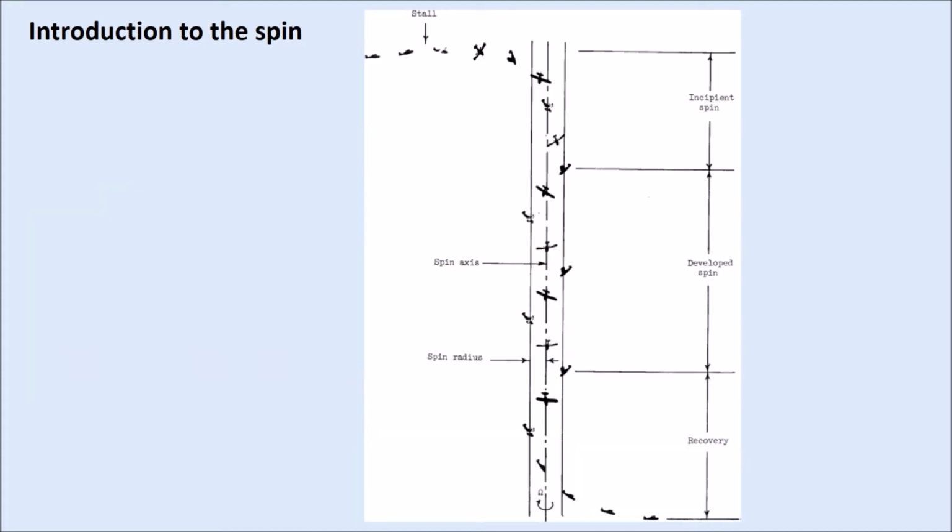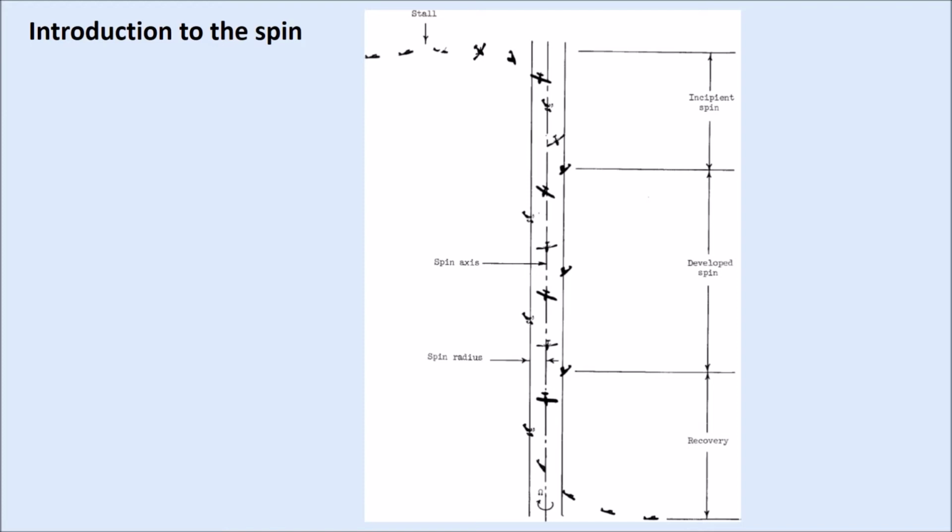So here you can see a diagram of what the spin looks like. You can see in the top left hand side of this figure here, you can see the aircraft stalling and then entering the spin in the incipient stage. Then after a couple of rotations, the spin is fully developed and the frequency and radius have become constant, and then after a few more rotations the pilot takes control of the aircraft and recovers from the spin in the recovery stage.